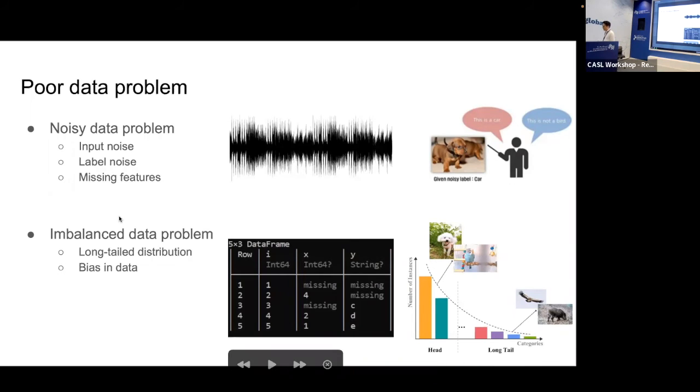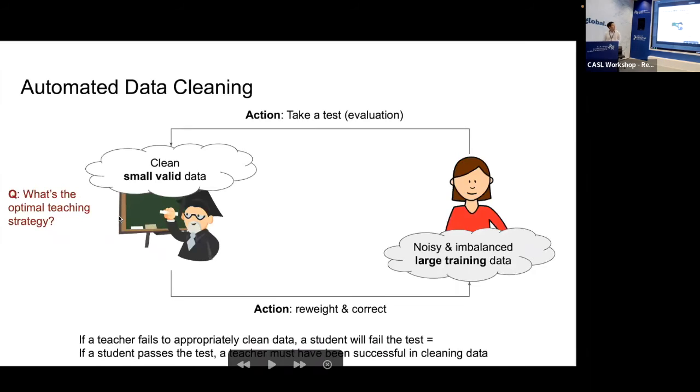So we decided to ask this question: can we automate this part by cleaning this noisy and imbalanced data automatically? And that's where multilevel optimization comes into play. So we again borrow the teacher-student example here. We have a teacher who re-rates and corrects the data, and then the students try to learn from the noisy and imbalanced large training data, but re-rated and corrected by the teacher.